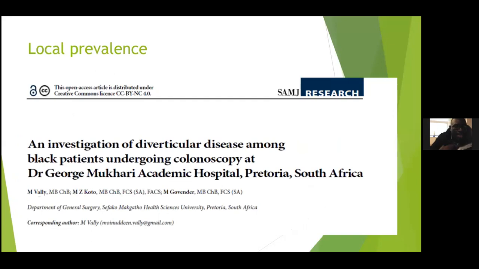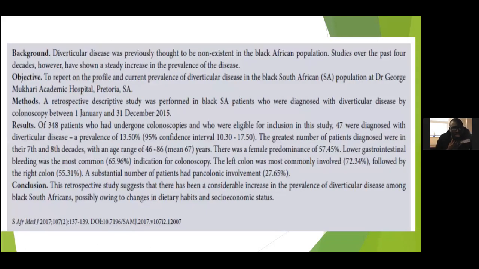Now, if you look at African prevalence rate, I looked at this study. This one was done in Pretoria by some of our colleagues over there, and I think it was published in SAMJ as well. What they tried to do in this study was to look at the prevalence and the distribution of diverticular disease among Blacks. What they found out was that out of 348 patients who had undergone colonoscopy between January and December 31st of 2015, we had about a 13.5% prevalence rate among the Blacks who underwent a colonoscopy.